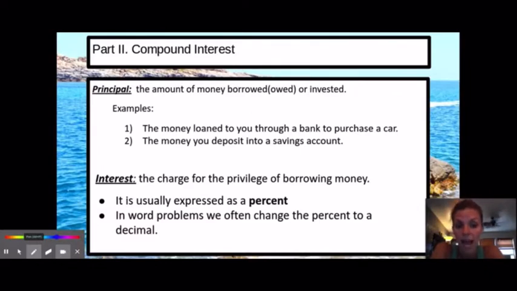Unfortunately, that's not the amount you end up paying back if you borrow money, okay? Because when you borrow money, the bank charges you interest. So interest is the charge for being allowed to borrow money. It is usually expressed as a percent, but we're going to have to change it to a decimal. That's why we practice that.